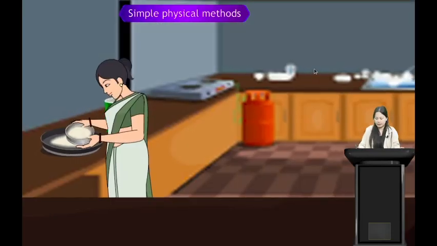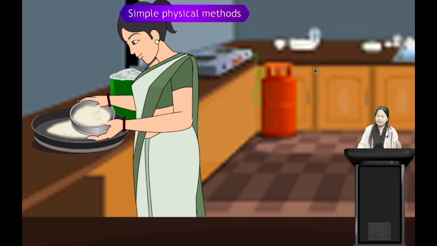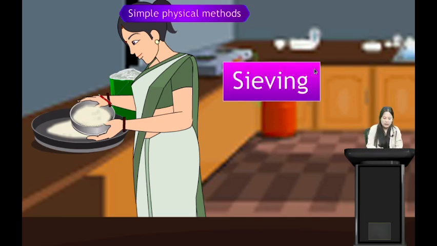The next one: here we see a woman again. She is separating the components of a mixture of flour. This method is known as sieving. She is using a sieve to separate the larger particles from the smaller particles. When we want small, fine particles of flour, or atta, we sieve it. So another simple physical method to separate components of a mixture is sieving.